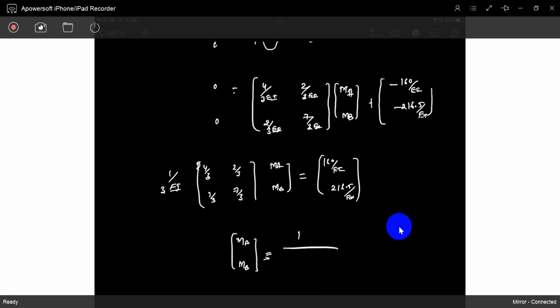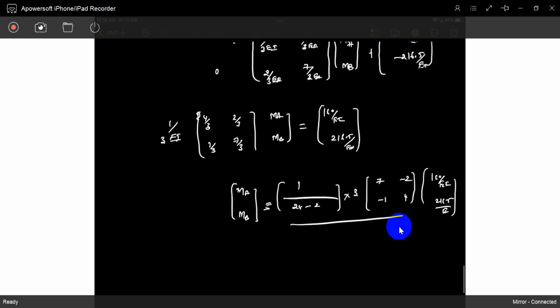So what is the determinant? 28 minus 2, that's the determinant. 1 by 3 you can take outside, and inverse it. So the inverse is minus 2, minus 1, 4, and directly you can write 7, 6, 0 by 216.5. This is the inverse. Now we can find out MA and MB.